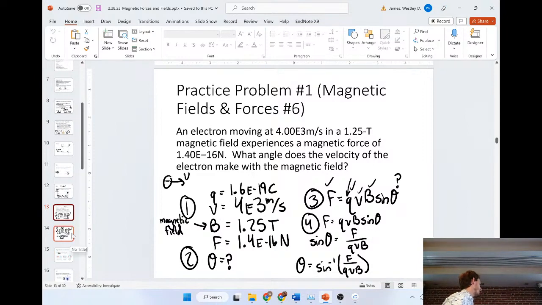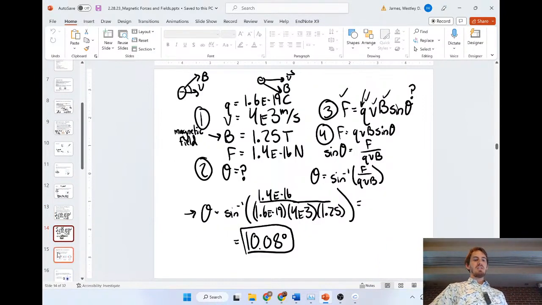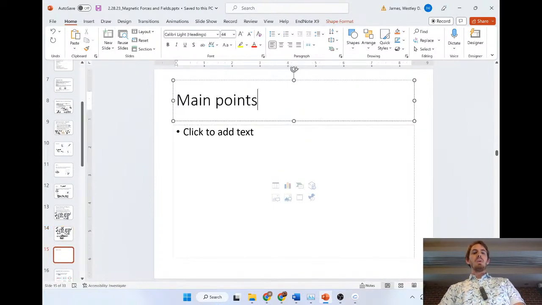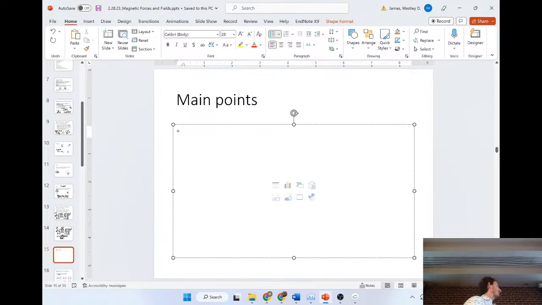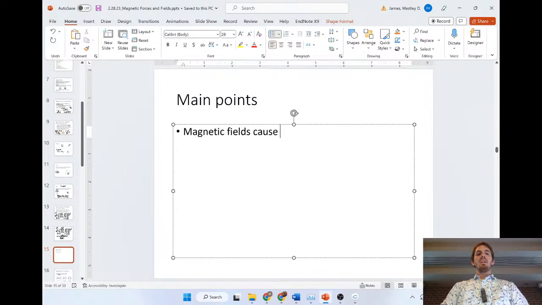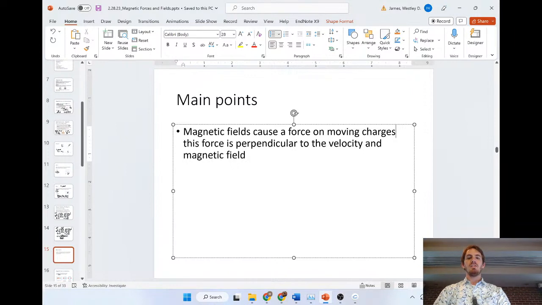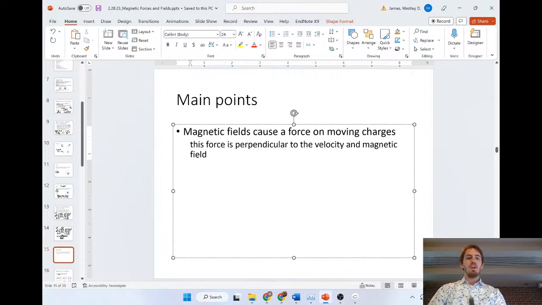All right, so last class. Let's do a quick recap of what we covered last class. Main points from the first one. We talked about magnetic fields. Magnetic fields cause a force on moving charges. This force is perpendicular to the velocity and magnetic field. We'll put that as a sub-bullet point. So that was the first thing we learned.